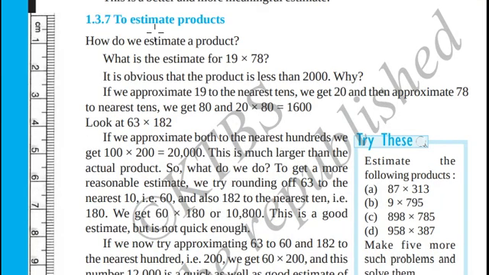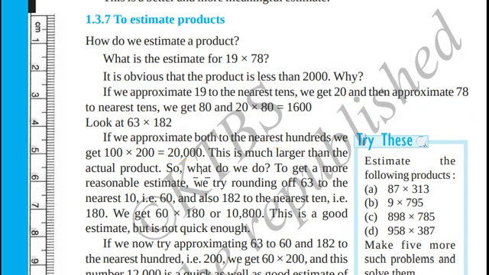Estimate the products. Now let us take these two numbers, 63 multiplied with 182. If we approximate both the numbers to the nearest hundreds place, we get 60 approximated to 100 and 182 approximated to 200. 100 into 200 is equal to 20,000. This seems much larger than the actual product. It is much larger than the actual product.